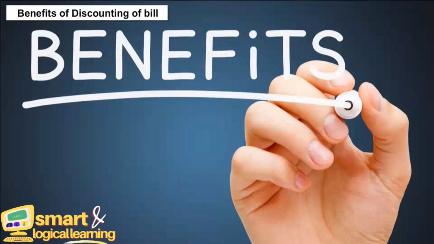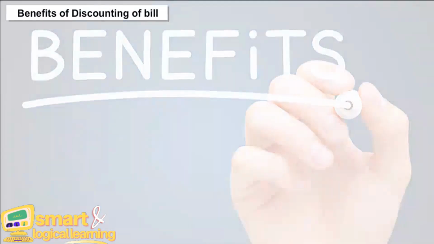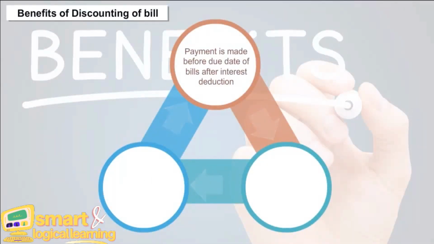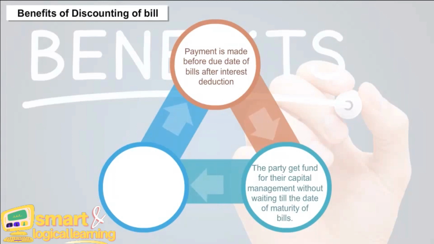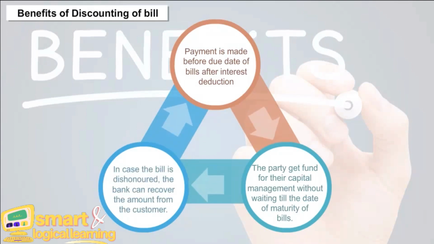Benefits of discounting of bill. Payment is made before the due date of the bill after interest deduction. The party gets funds for capital management without waiting till the date of maturity of the bill. In case the bill is dishonored, the bank can recover the amount from the customer.